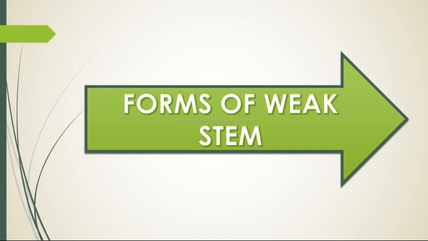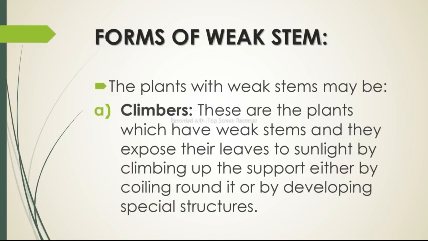So next, I am going to discuss the forms of weak stem. The plants with weak stems may be climbers. These are the plants which have weak stems and they expose their leaves to sunlight by climbing up the support, either by coiling round it or by developing special structures.